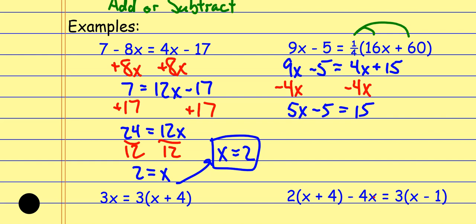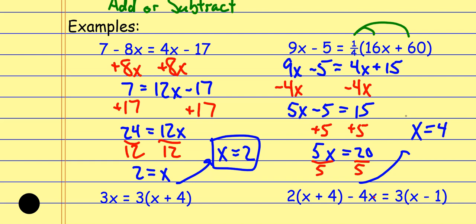I undo the subtraction by adding 5 to each side. I undo multiplication by dividing, so I divide each side by 5. And let me write that up here. I ran out of space, so x equals 4, and that's it.